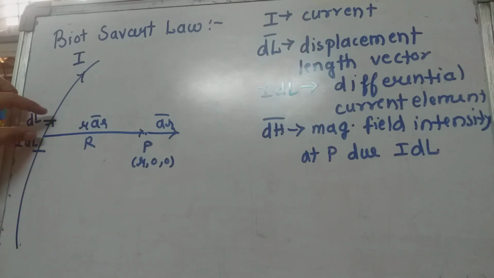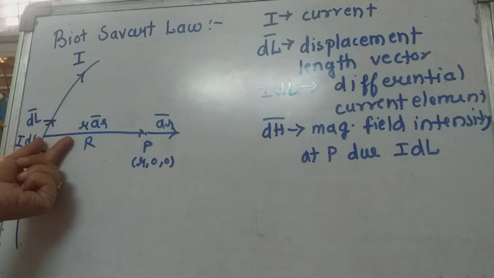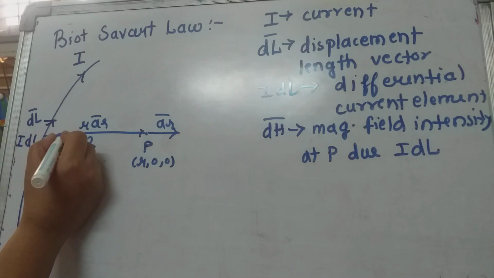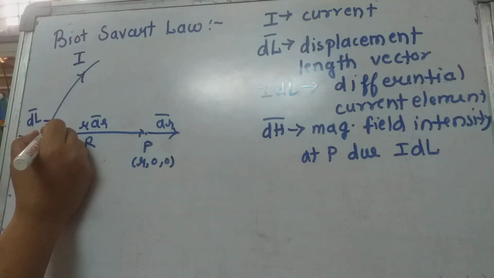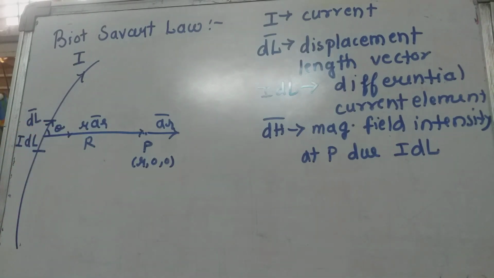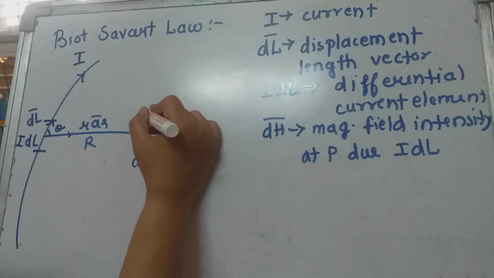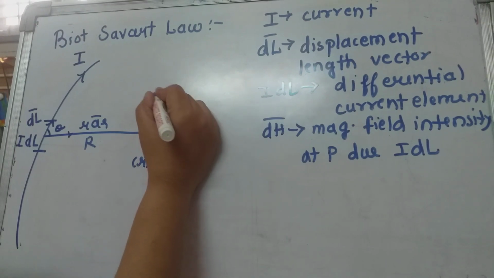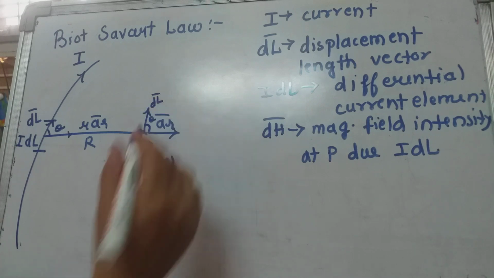Now, if this is the displacement length vector dl bar and this is the unit vector a_r, then let theta be the angle between them. So I can also draw this dl bar and this will be theta.